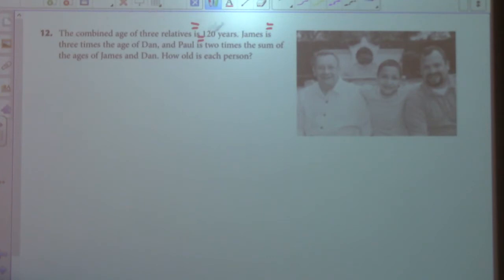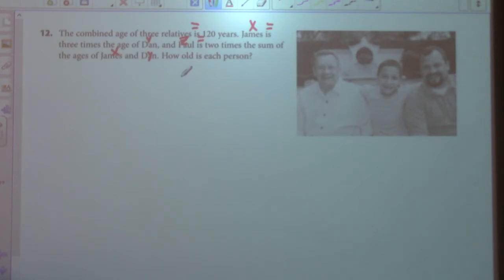The combined ages of three relatives are that. So would it be like how we did number 11? Something plus something plus something would equal 120? Yes. So it'd be James, Dan, and Paul. Let's have James be X, Dan is going to be Y, and Paul's going to be Z.